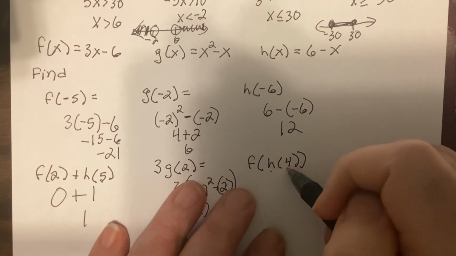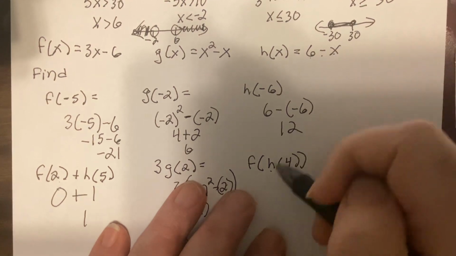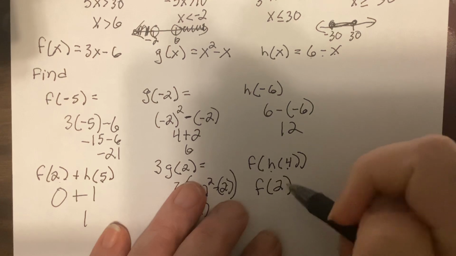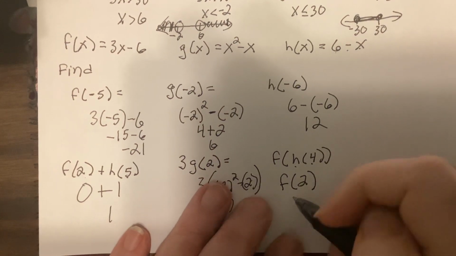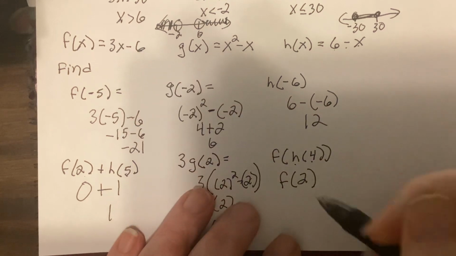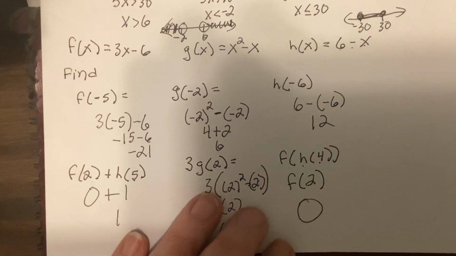So we have h of 4. H of 4 is 6 minus 4 is 2. So I could change h of 4 with the number 2. F of 2, I think we already found once. 3 times 2 is 6 minus 6 is 0. Well, that wasn't too bad.